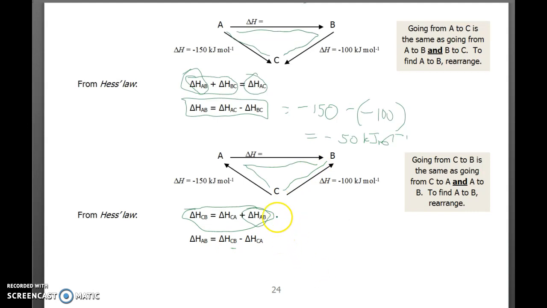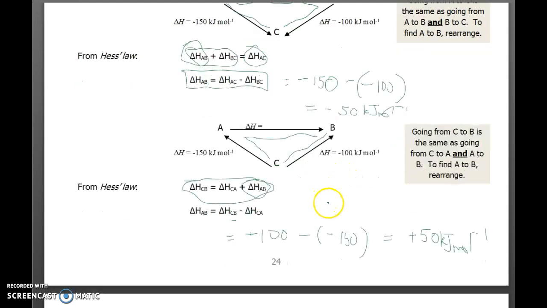So if we substitute in our values, C to B is minus 100 kilojoules per mole, so minus 100, and we're going to subtract away from that minus 150 kilojoules per mole, and that gives us a total of plus 50 kilojoules per mole. So the direction of the arrows is really important.